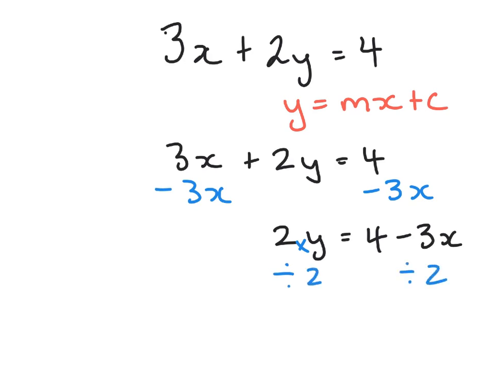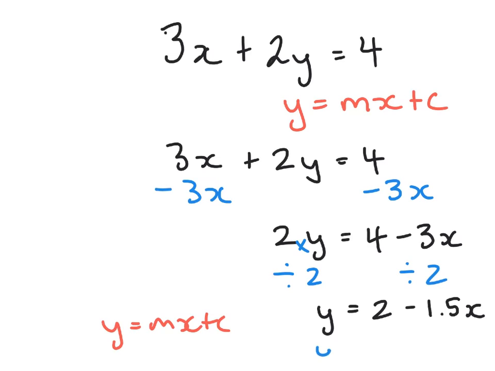Here you must be careful. Everything on the right-hand side has been divided by 2, giving me the equation y equals 2 take 1.5x. It's slightly in the wrong order for y equals mx plus c. This is easily fixed. Move the x value to the front of the equation on the right-hand side. 2 is, of course, positive 2. And I can now see that this line has a gradient of negative 1.5 and a y-intercept of 2.